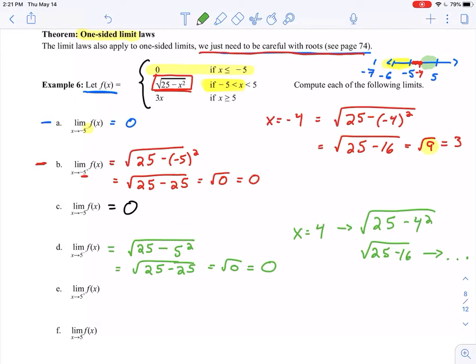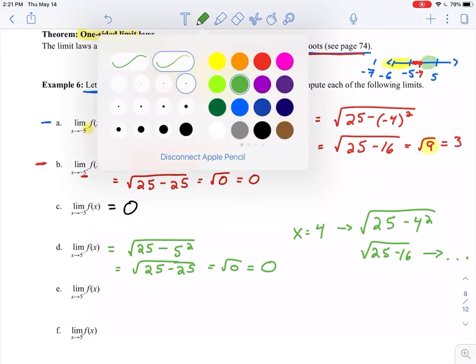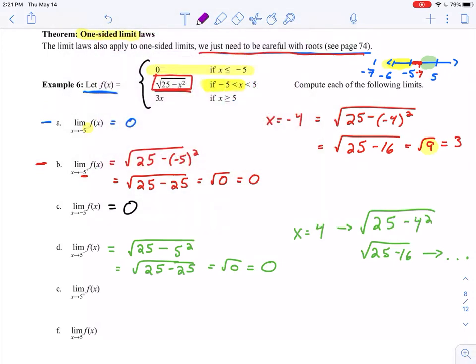Part E is asking for the right-hand limit. So now for the right-hand limit, let's do this in purple. For the right-hand limit, I'm talking about these numbers over here, numbers that are greater than 5. So right numbers over here would be 6, 7, 8, and so on. Those numbers are all greater than or equal to 5, so I'm thinking about this part of my function right here. So I'm going to take 5, plug it into 3x, so this will be 3 times positive 5 will give me 15.